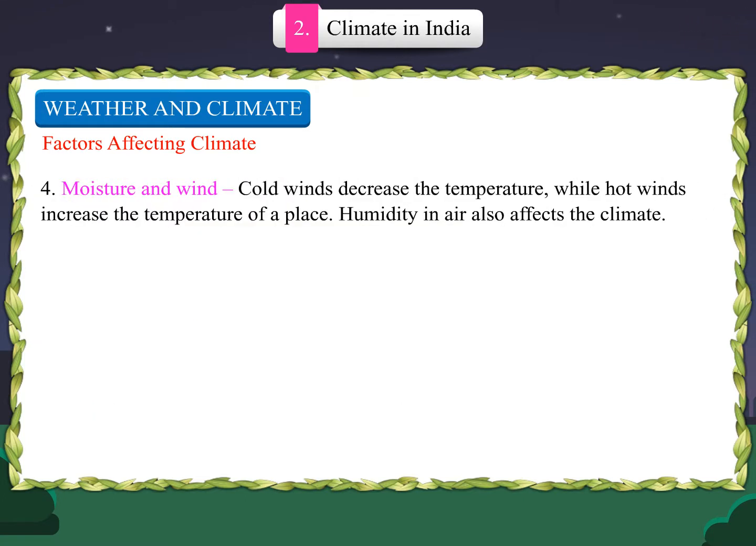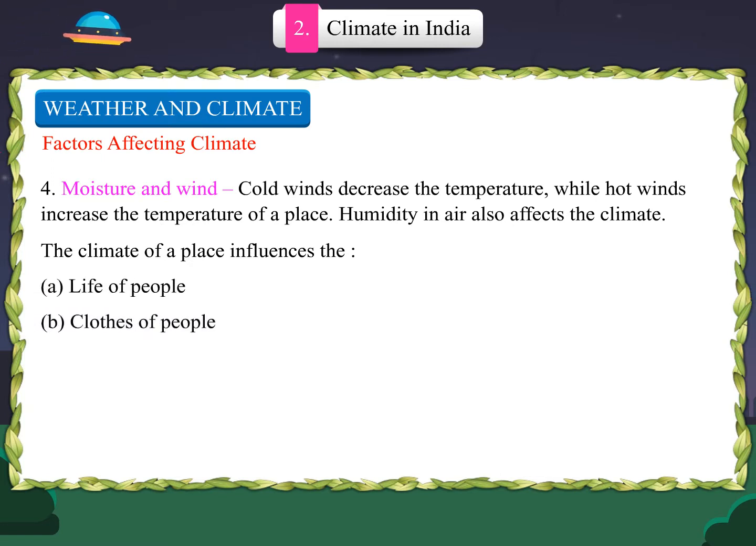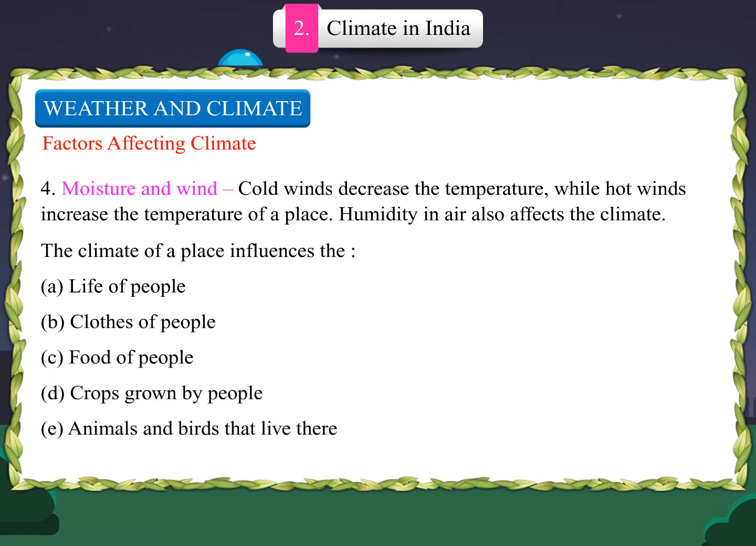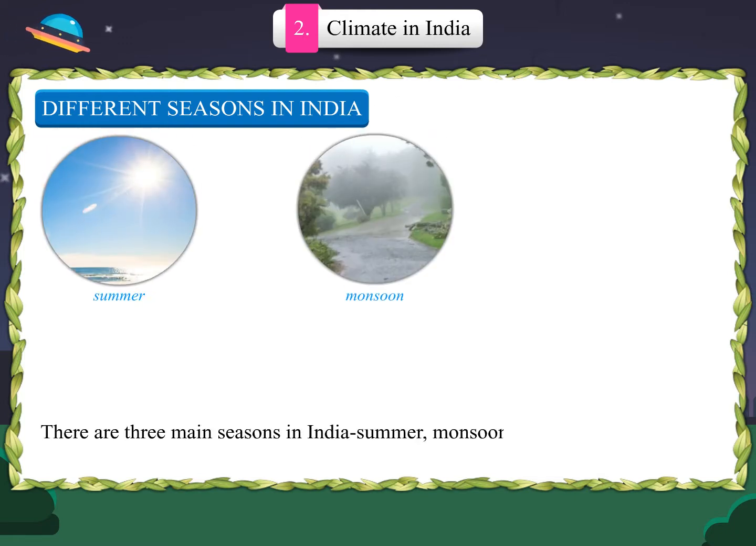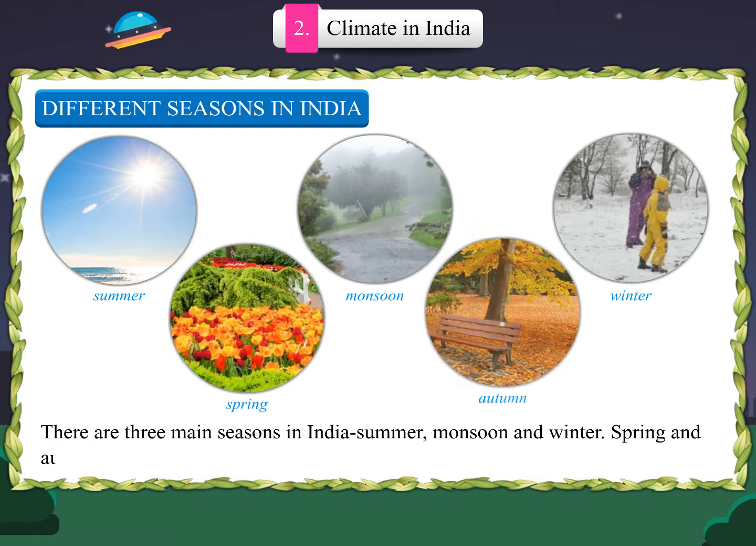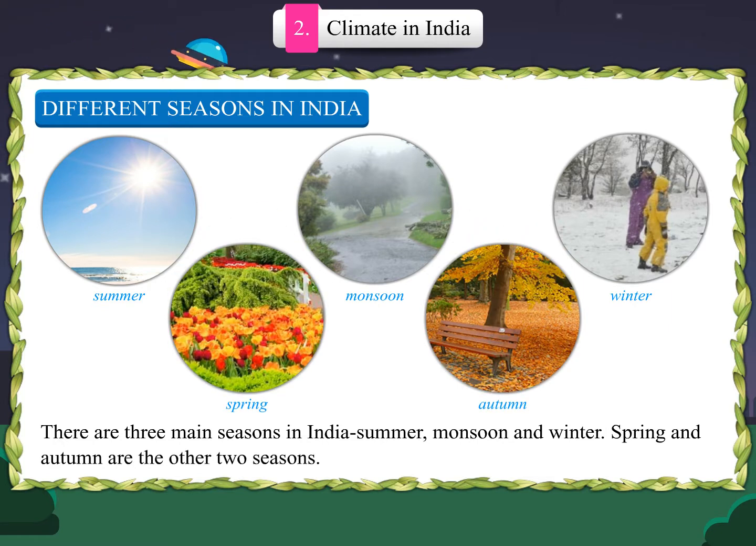Moisture and wind. Cold winds decrease the temperature, while hot winds increase the temperature of a place. Humidity in air also affects the place. The climate of a place influences the life of people, clothes of people, food of people, crops grown by people, animals and birds that live there. Different seasons in India. There are three main seasons in India: summer, monsoon, and winter. Spring and autumn are the other two seasons.